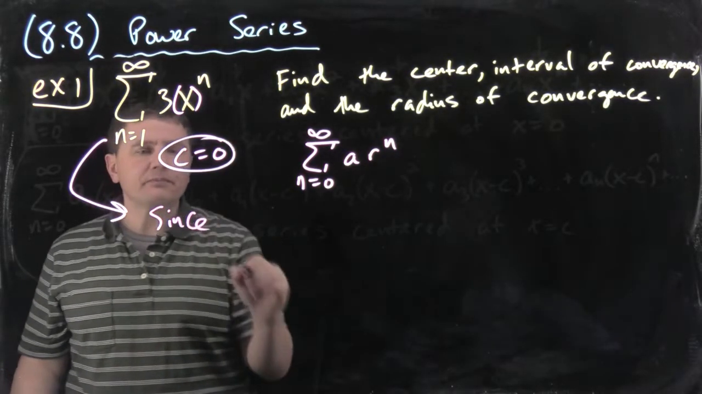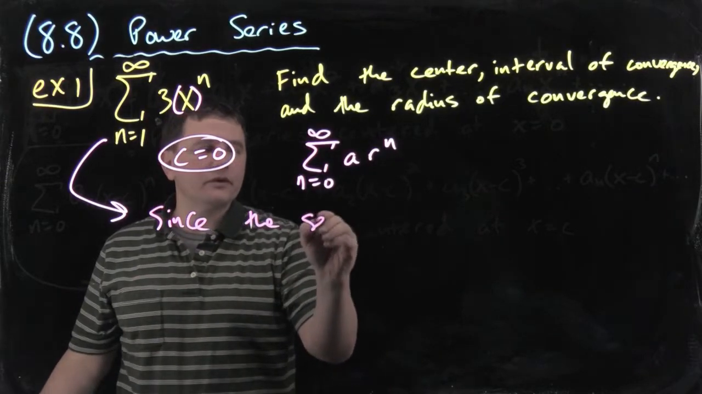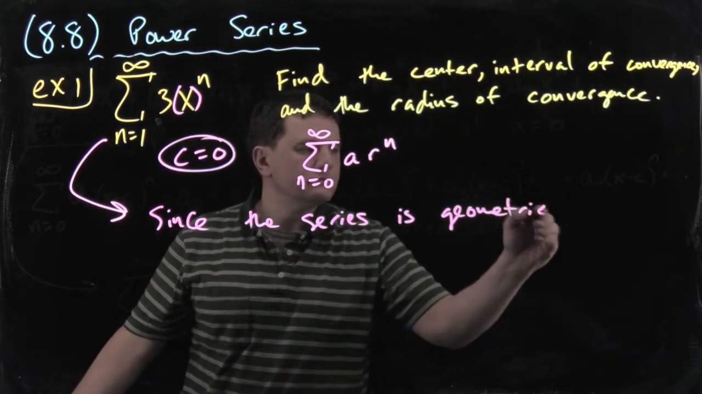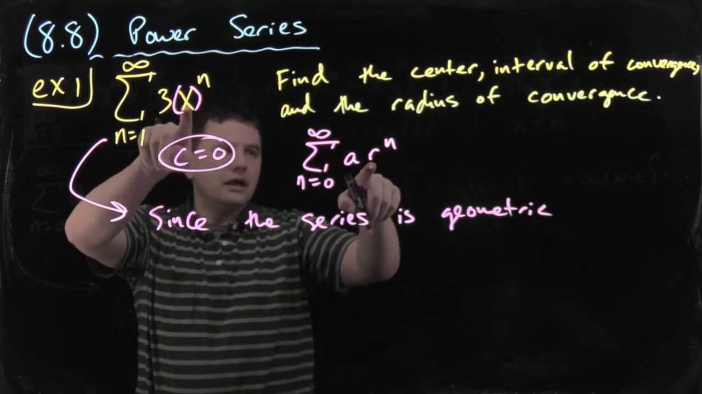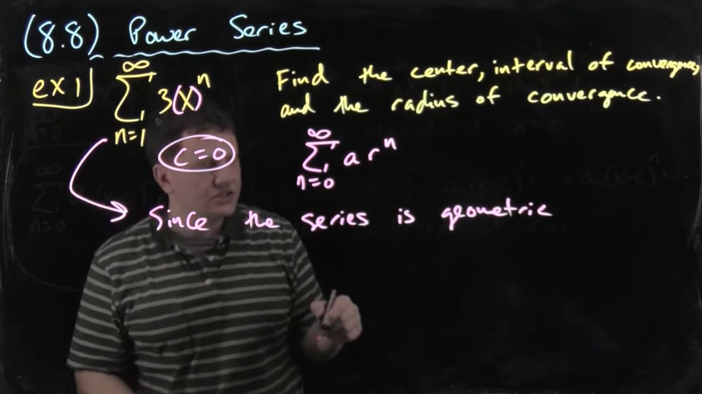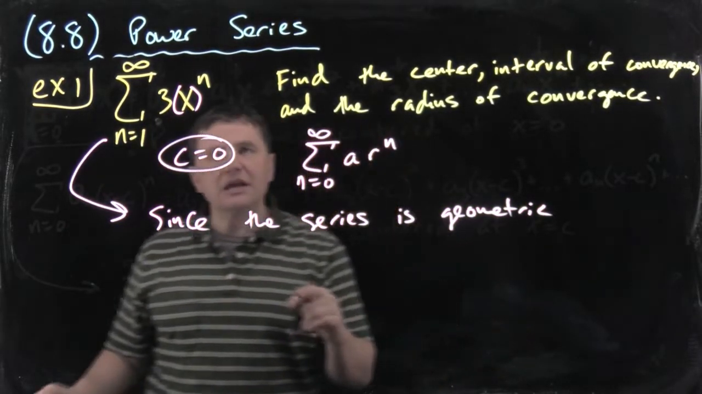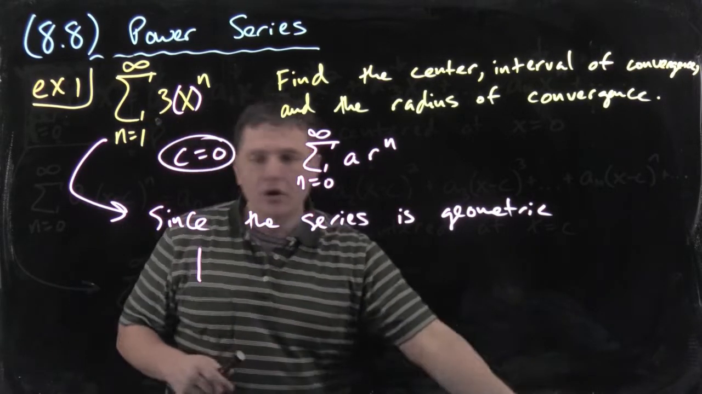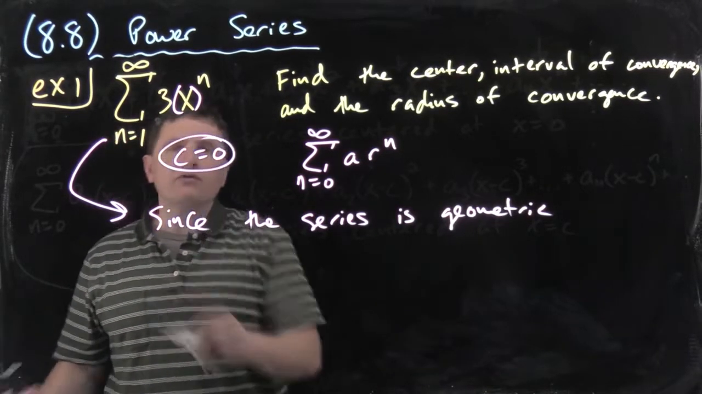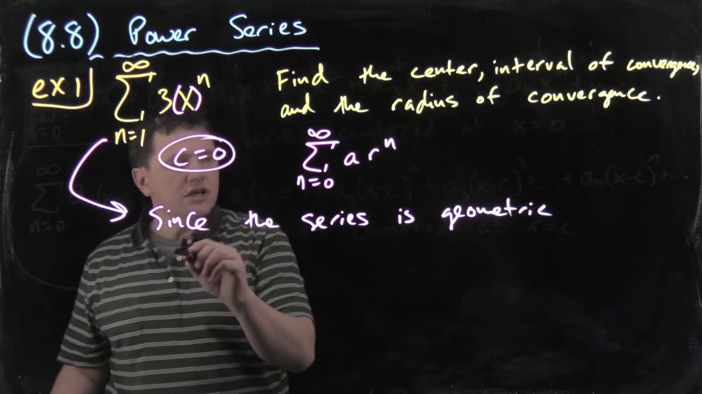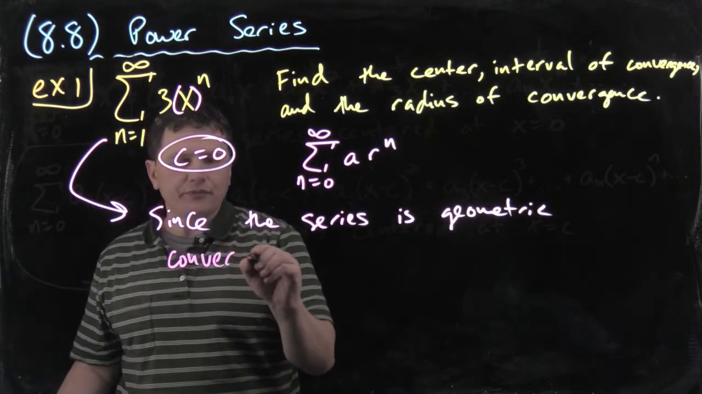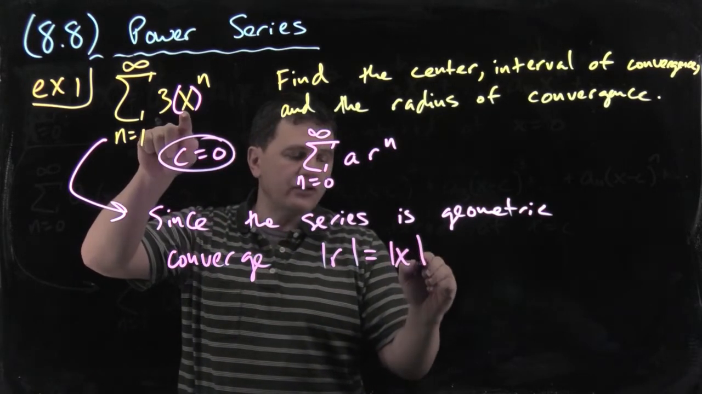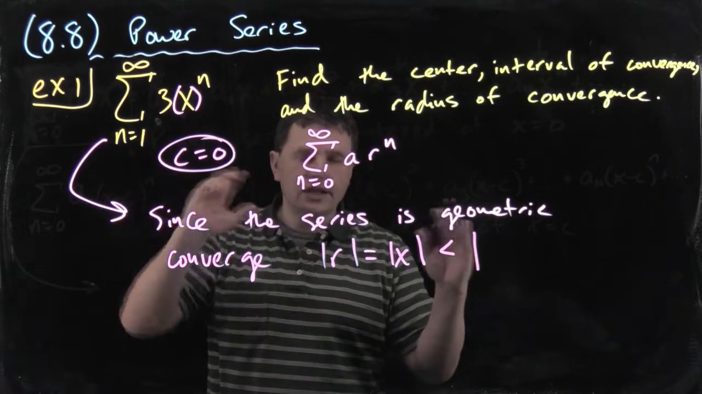So since the series is geometric, just like this, except r is not a constant, it's x. So since the series is geometric, it's actually quite easy because I know that this thing will converge, our interval of convergence here. So interval of convergence is what x values make this thing converge. It will converge when the absolute value of r, which in this case is just simply absolute value of x, is less than 1. And it's that easy.